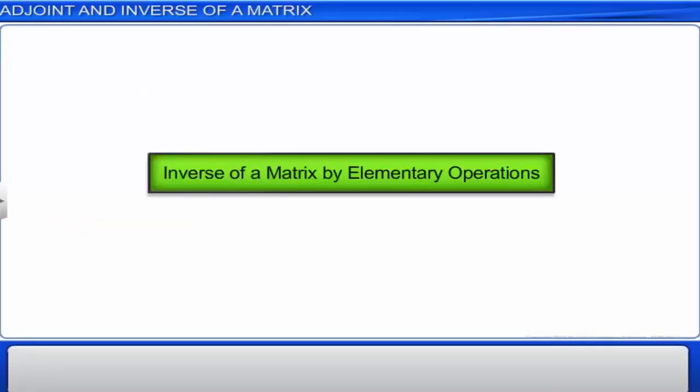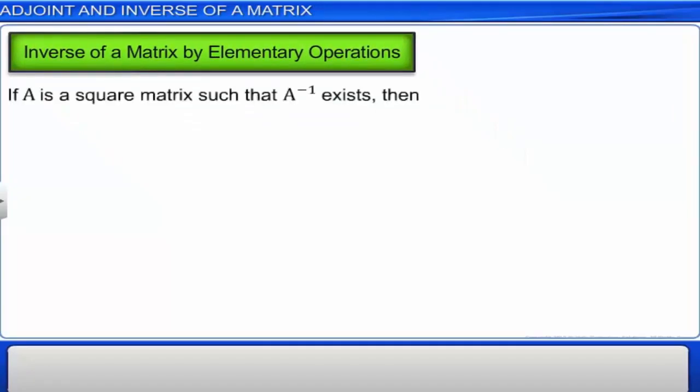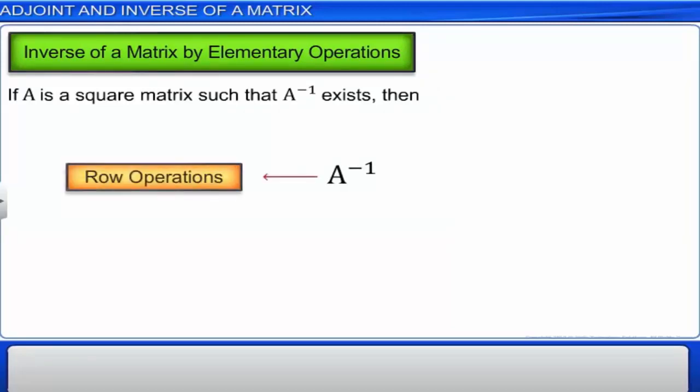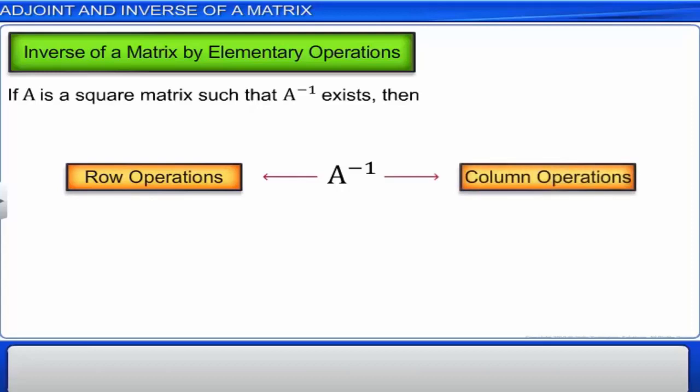In matrices, you learnt to find the inverse of a square matrix by using elementary row or column operations. If A is a square matrix such that A inverse exists, then to find A inverse using elementary row or column operations, we write A = IA or A = AI, and apply a sequence of elementary row or column operations till we get I = BA or AB. In each case, matrix B will be the inverse of matrix A.